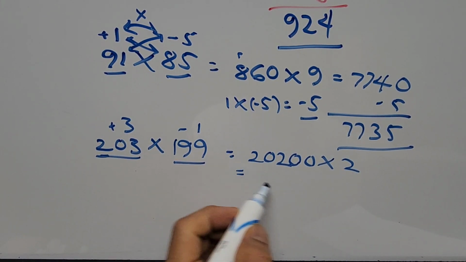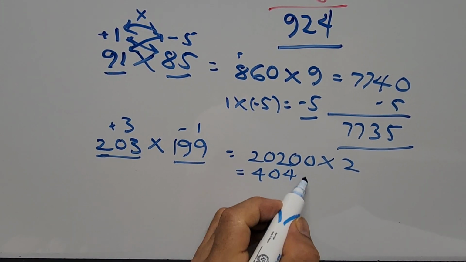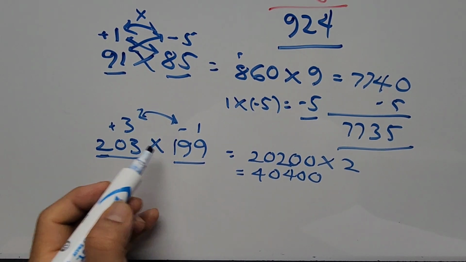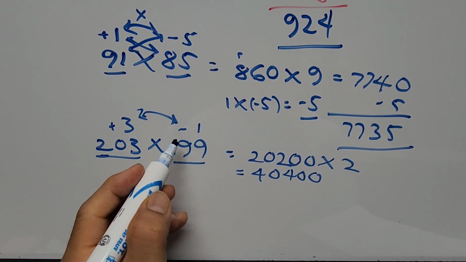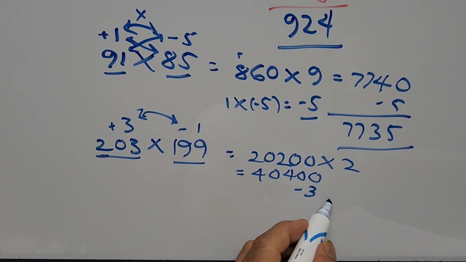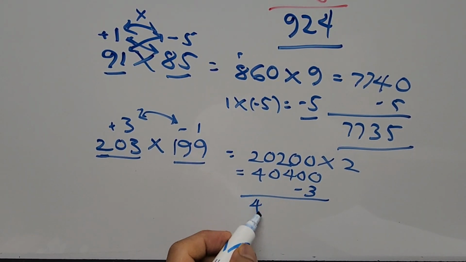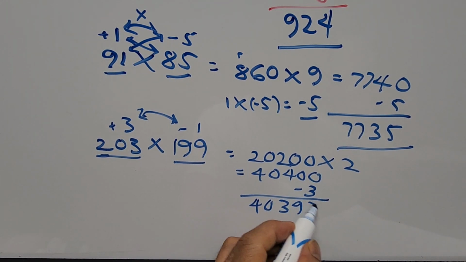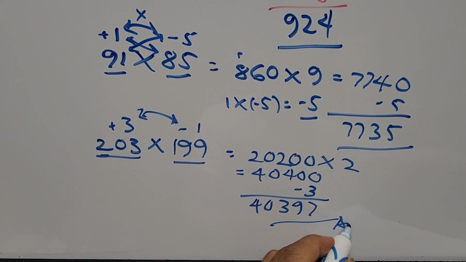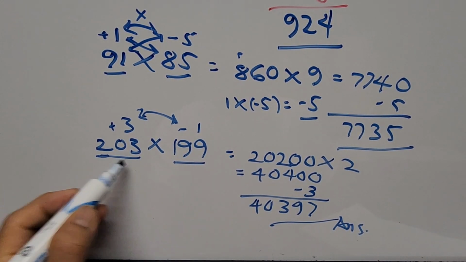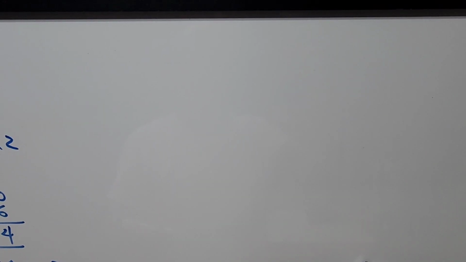So this is equal to 40400. And the second part of our answer is multiply these two numbers, positive 3 and negative 1. So that is negative 3. So we just subtract 3 right there. So this becomes 40397. Our answer. So that's how we use this trick. This is base 200 or base 2. So let's do another one.